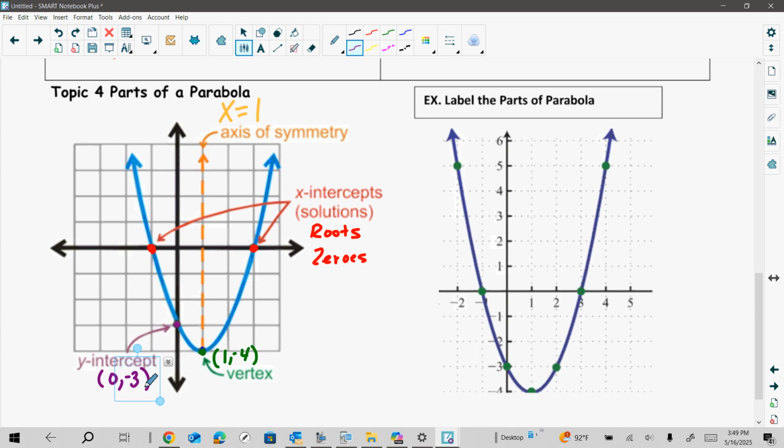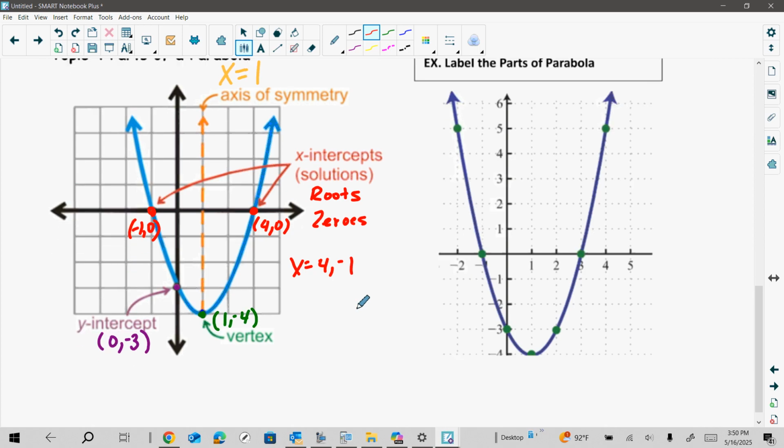I forgot to write the roots. The roots here are at 4, 0, and at negative 1, 0. So that means our solution is x equals 4 and negative 1. So what we want to see is: can you analyze the graph and identify the parts?